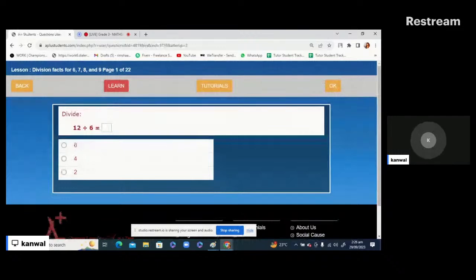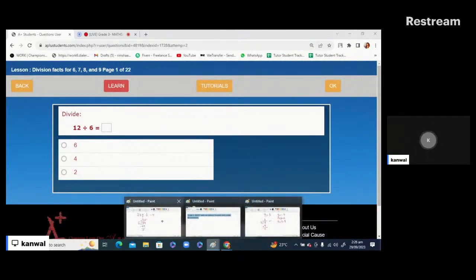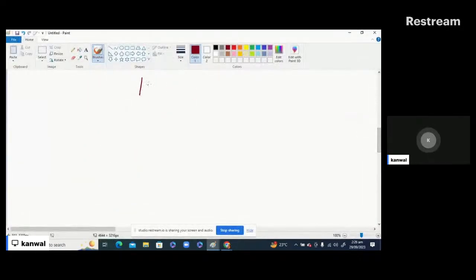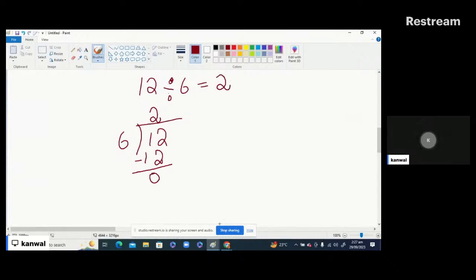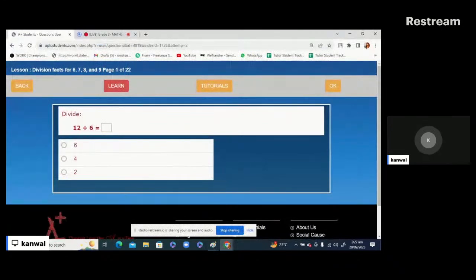Okay. 12 divided by 6. Let's do that one. So let's check. Here is the 12, here is the 6. So 6 times which number is 12? 6 times 2 is 12. And when you subtract it, then you get the answer 0. Okay? So here the answer is 2. Let's check, is there any option for 2? Yes, third option C, that is 2. Alright.